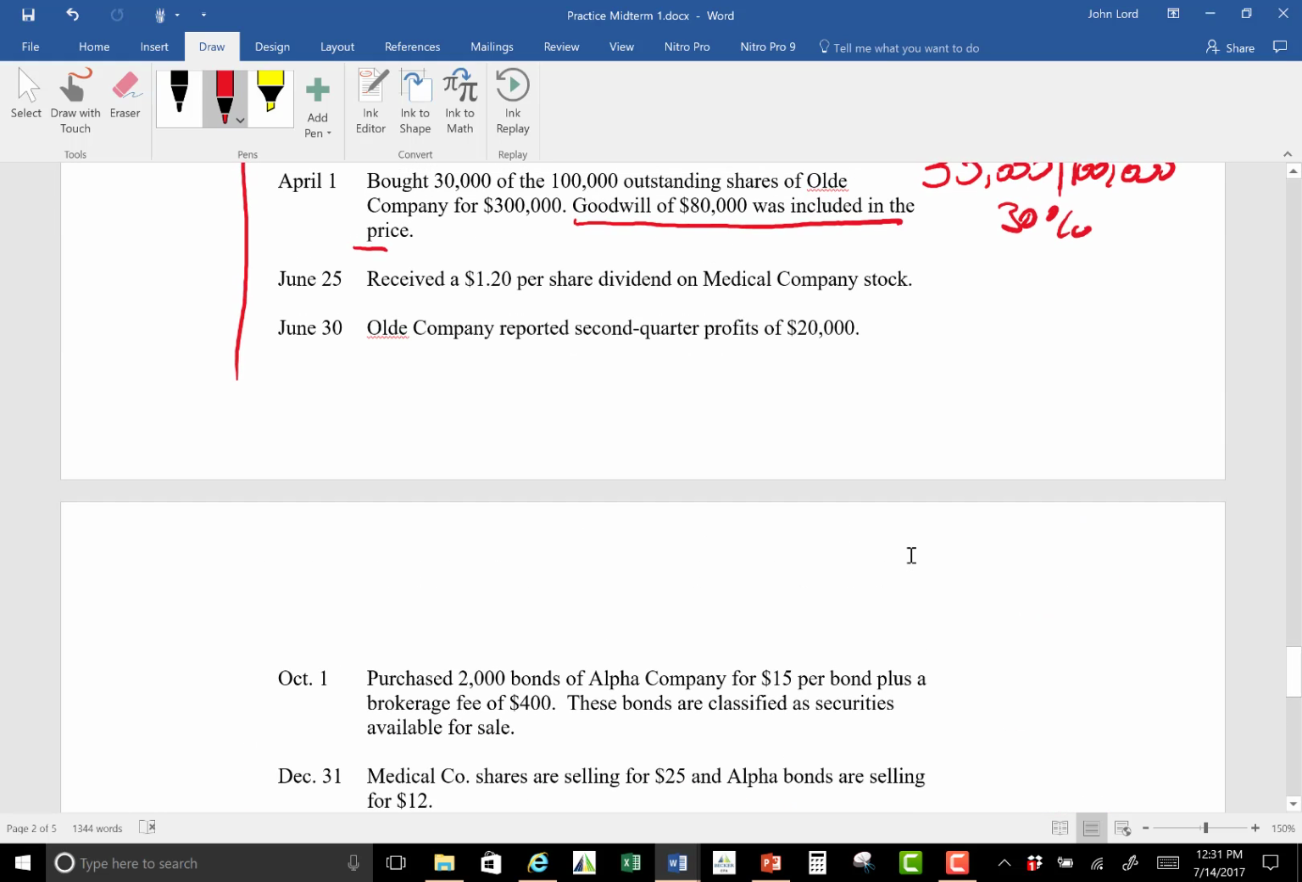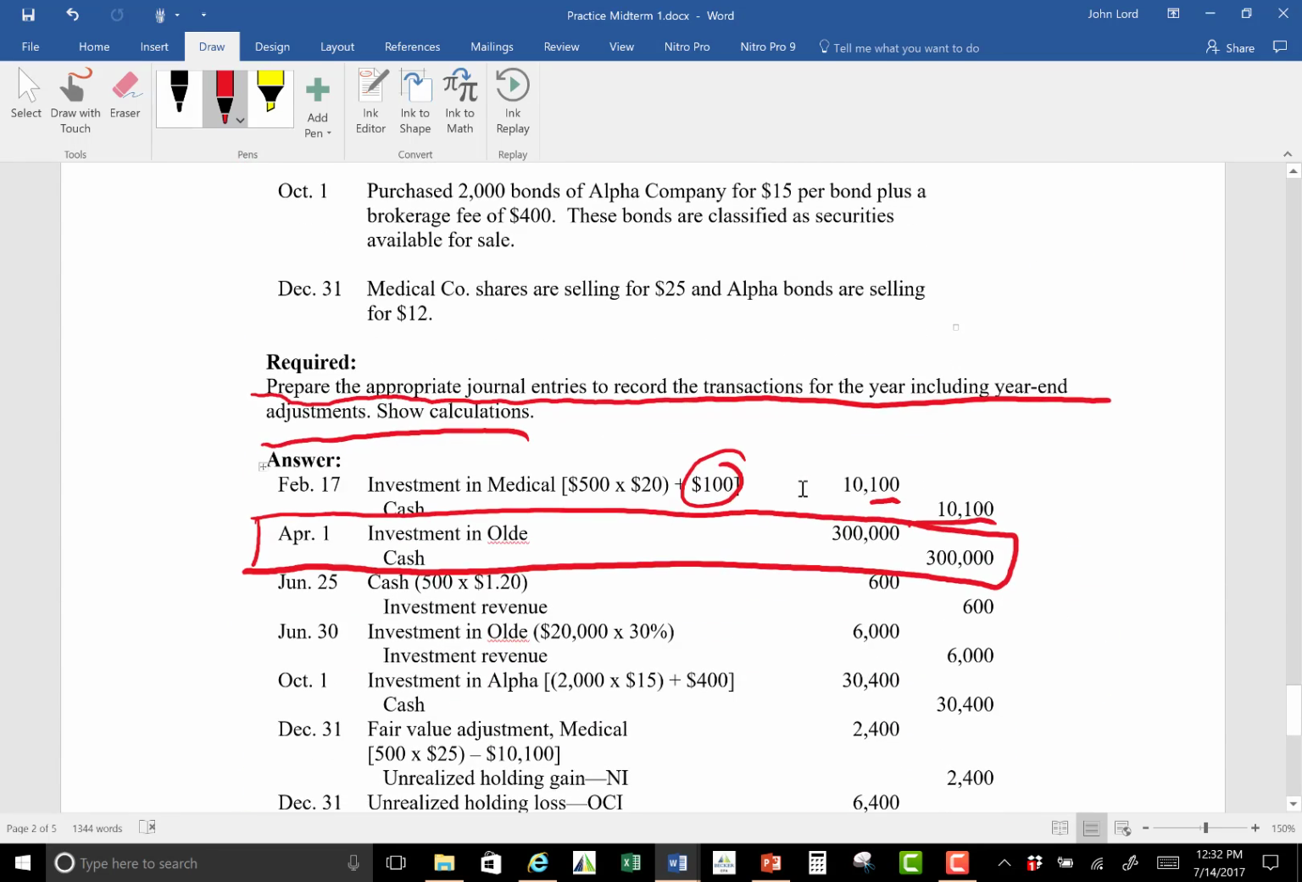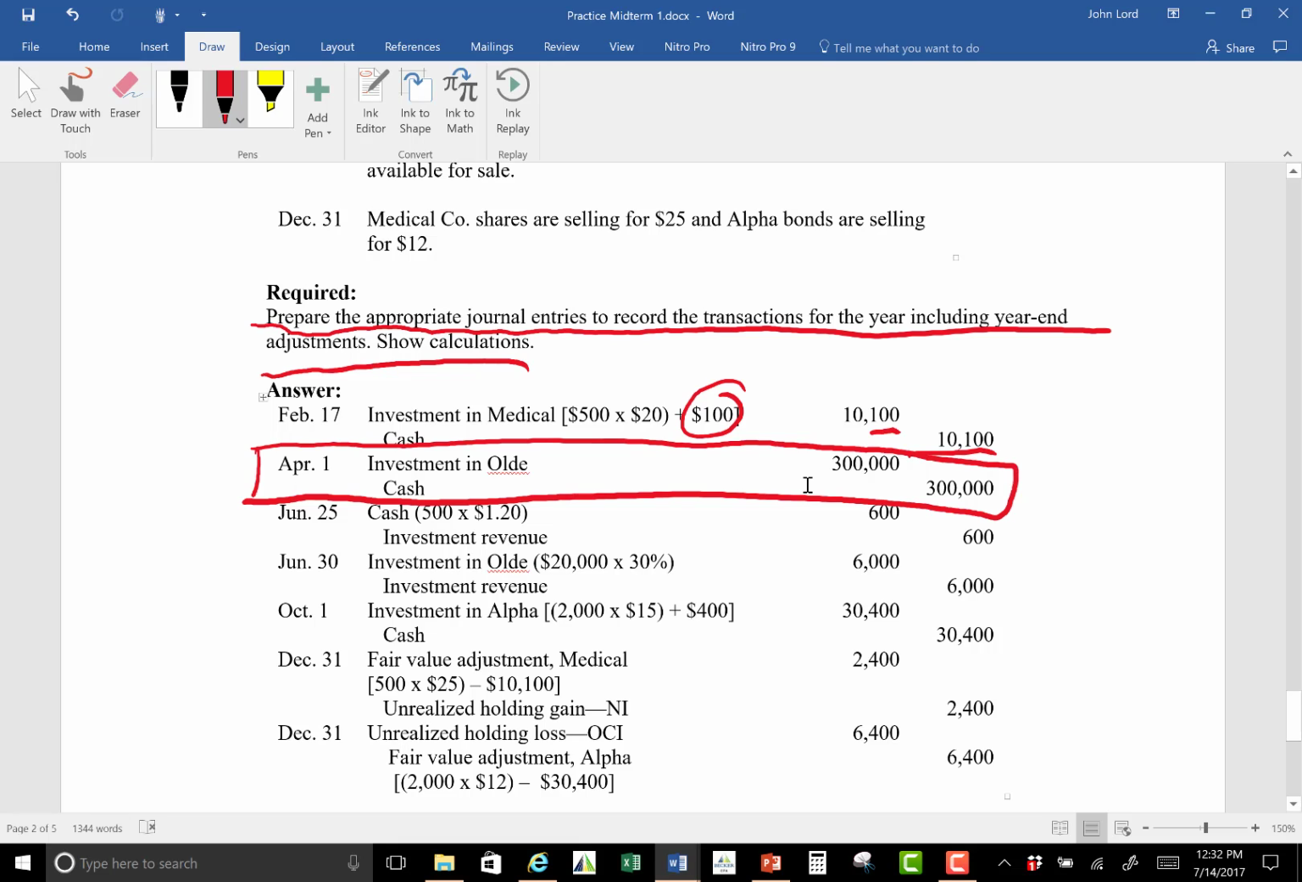Now, we go to this June 25th transaction, and we got $1.20 per share of dividend from this medical company. Do we have significant influence over these guys? No, we do not. We do not have significant influence, they told us, for the medical company anyway, right? And so our income is simply going to be the dividend, isn't it? So I simply take the $1.20 times the number of shares, which was 500, and that gives me cash, obviously, and gives me the investment revenue, right? Question on that?